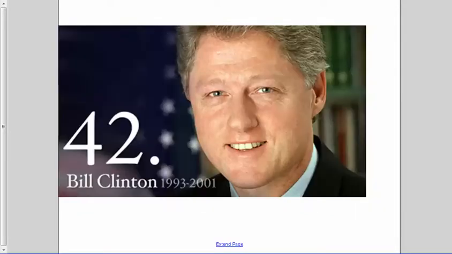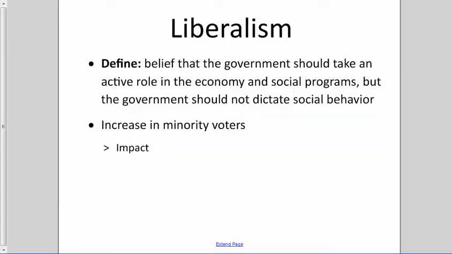Clinton is our 42nd president of the United States, right between George Bush Sr. and George Bush Jr., I guess we'll call him. So George H.W. Bush and George W. Bush. Clinton comes between those. He serves the 8 years in between those two.